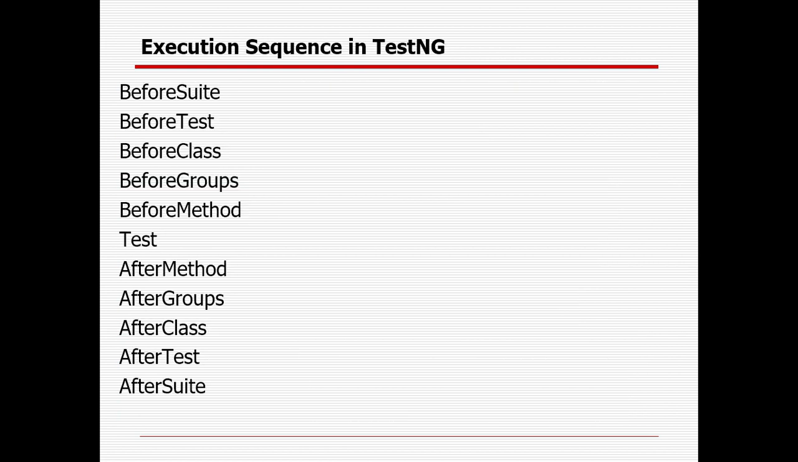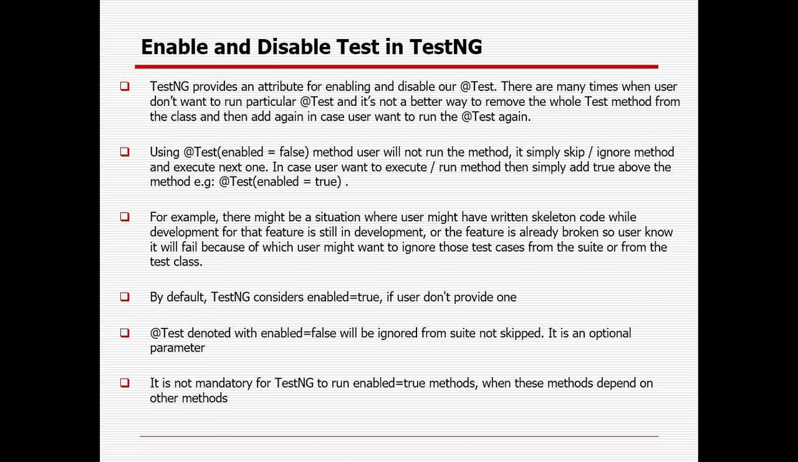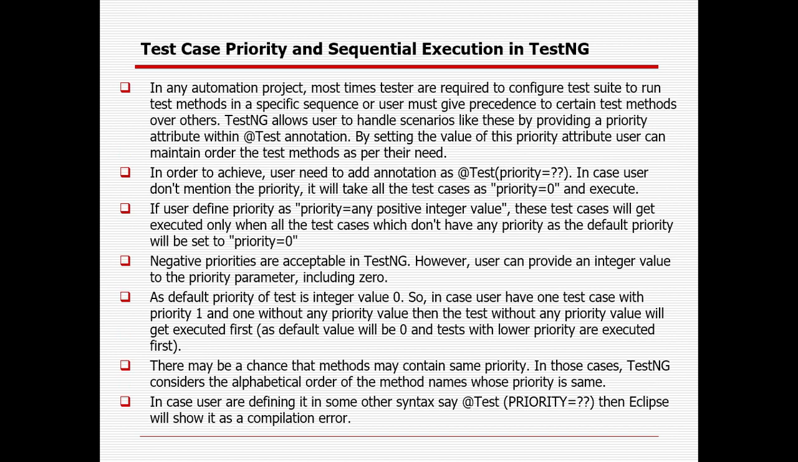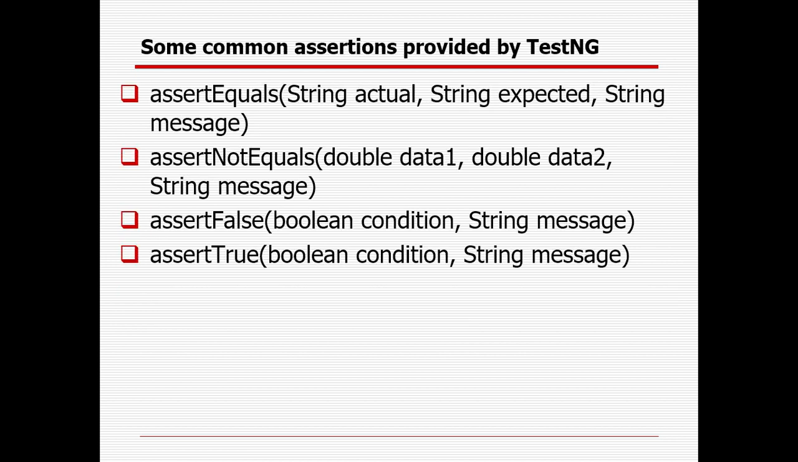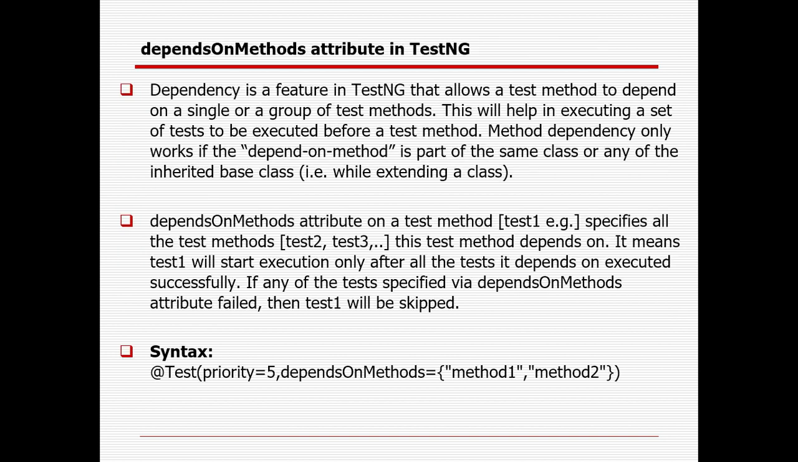You can enable and disable a test with enabled equal to false. With priority, you can prioritize the execution and run it sequentially. In assertion, there are hard assertion and soft assertion available to verify a step. In a hard assertion, your execution will stop there and the test case will fail. But in a soft assertion, the test case will fail, but the execution will continue. With dependsOnMethods, in case you want a method to depend on another method, you can do it. If the method it depends on fails, the other will be skipped. But if you want to execute it always, you need to use the alwaysRun attribute.